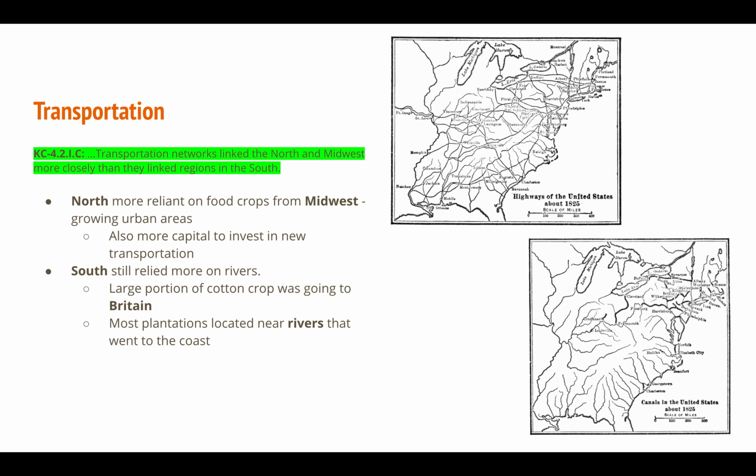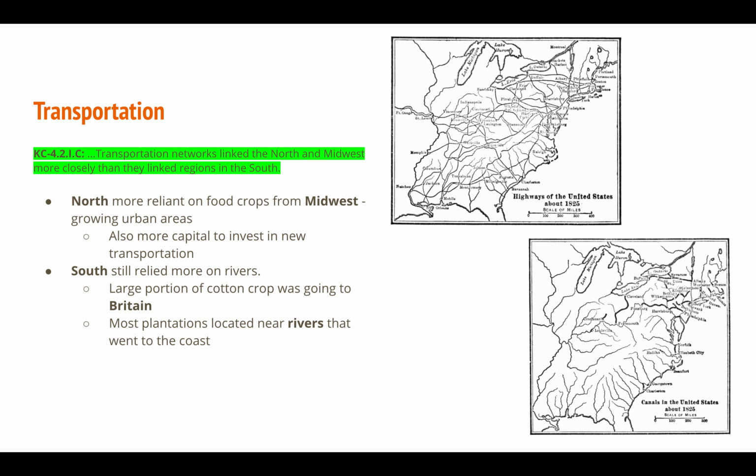In the top map, you see all the highways of the United States in about 1825. There are a lot more connections happening in the East, in the Northeast, and in the West. And then the clearest difference is in the map on the bottom right. You see it's a canal map of the United States in 1825, and really the majority, almost all of the canals, are located in the Northeast.